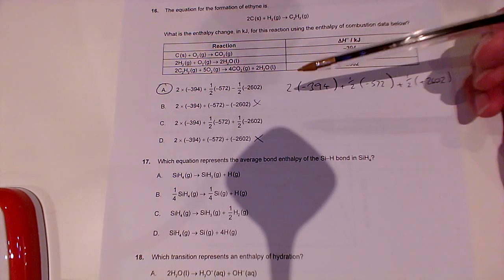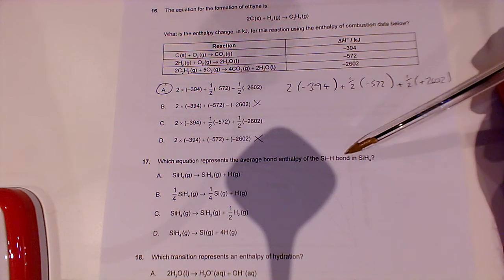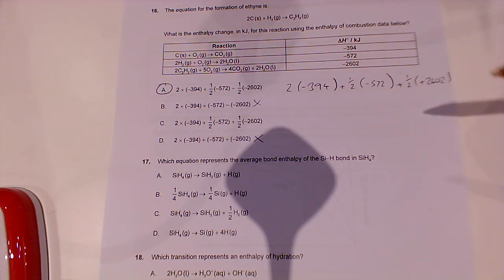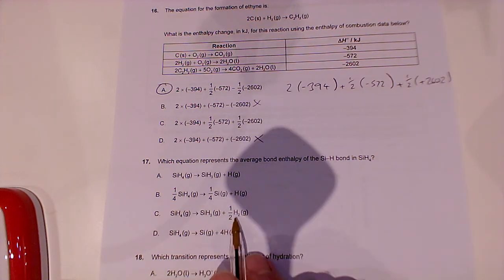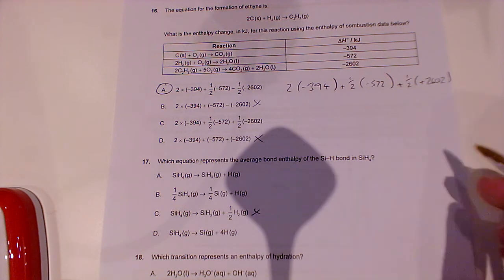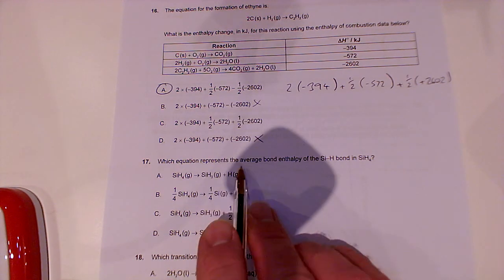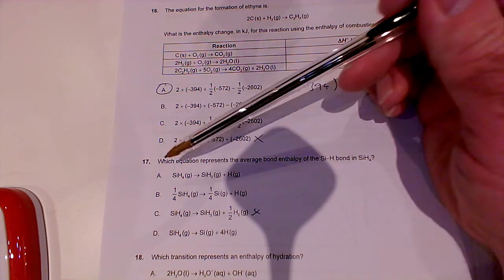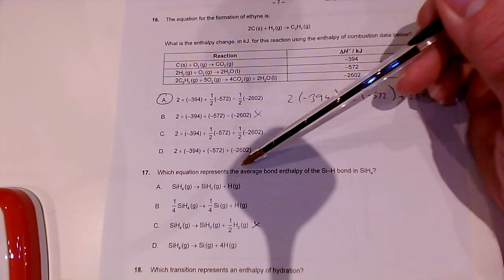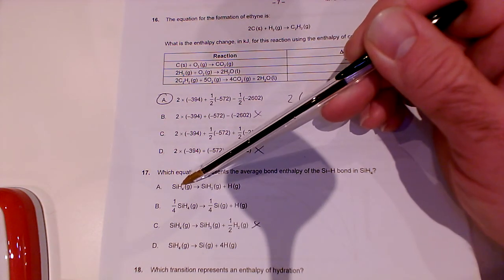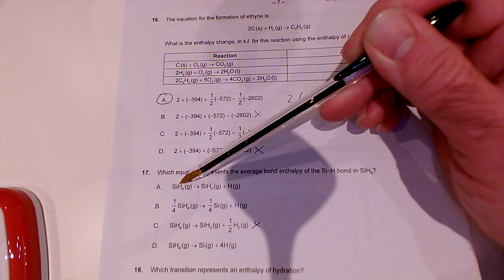Number 17, which equation represents the average bond enthalpy of the silicon-hydrogen bond in SiH4? So they're all forming atoms apart from this one. It's definitely not this one, because whenever you look at bond enthalpies, you're basically tearing atoms off things. Now in this one here, that would be the specific bond enthalpy for removing the first hydrogen.